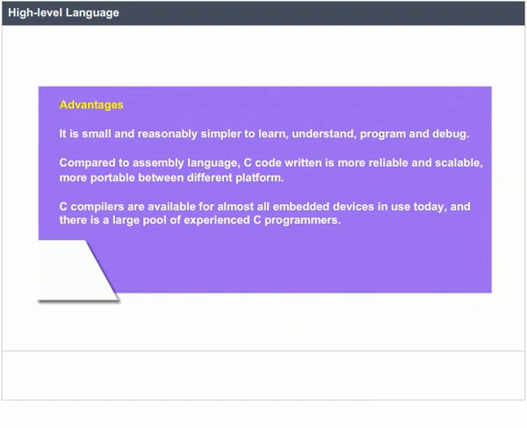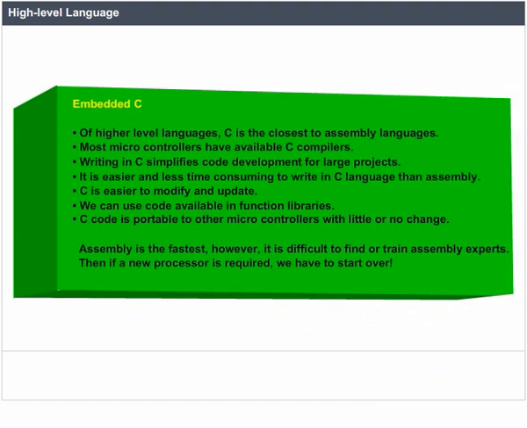Embedded C. Of high-level languages, C is the closest to assembly languages. Most microcontrollers have available C compilers. Writing in C simplifies code development for large projects. It is easier and less time-consuming to write in C language than assembly. C is easier to modify and update. We can use code available in function libraries. C code is portable to other microcontrollers with little or no change. Assembly is the fastest, however, it is difficult to find or train assembly experts. Then, if a new processor is required, we have to start over.